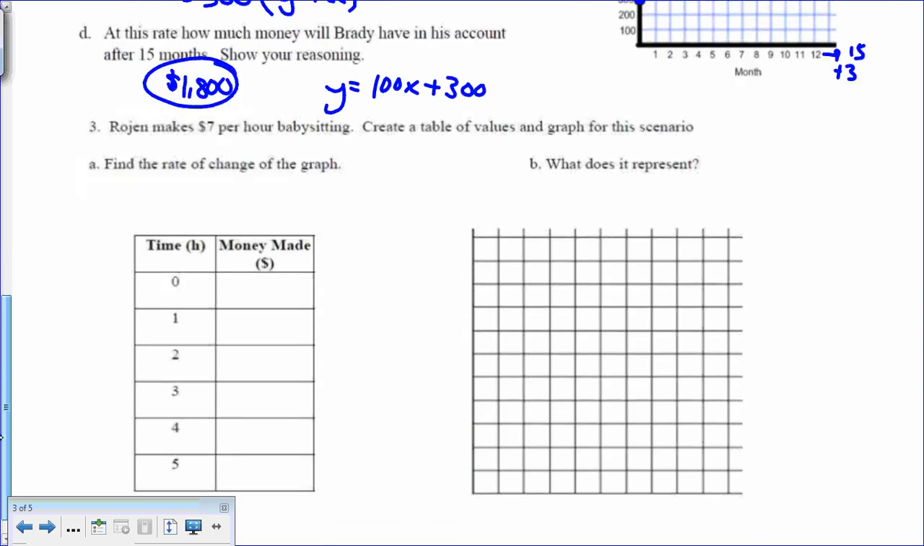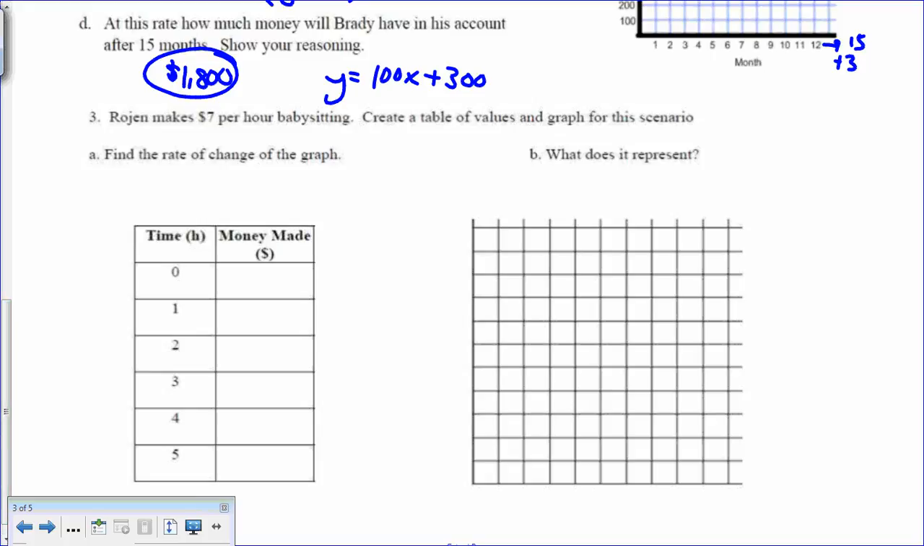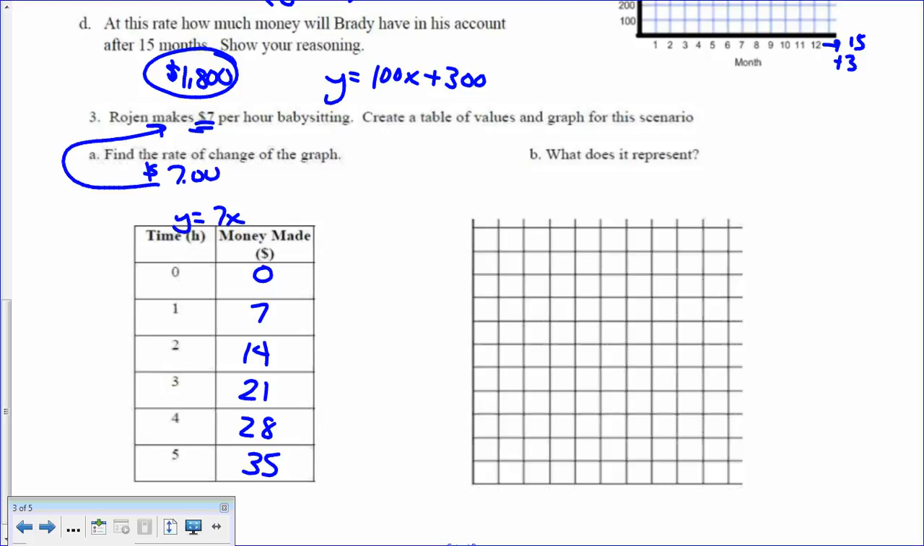All right, moving on down. So Rowan makes $7 an hour babysitting, so he wants to create a table. Well, if he doesn't babysit at all, he doesn't make any money. And then per hour, he makes $7. So at 1 hour, he makes 7. At 2, he makes 14. It's increasing by 7 every single time. Okay. So again, the equation represented in this graph should be this. And our rate of change is $7, because for every hour he babysits, it told us that right in the first sentence.